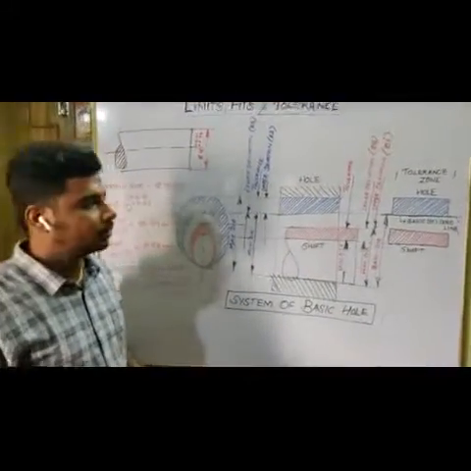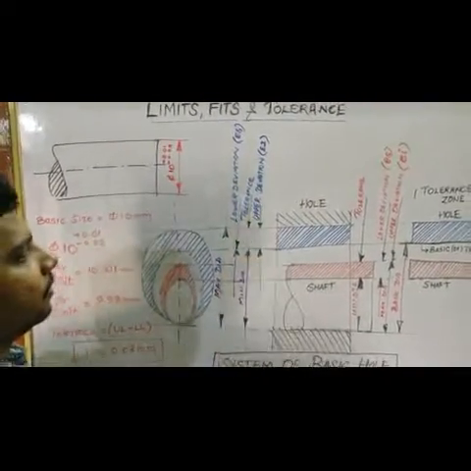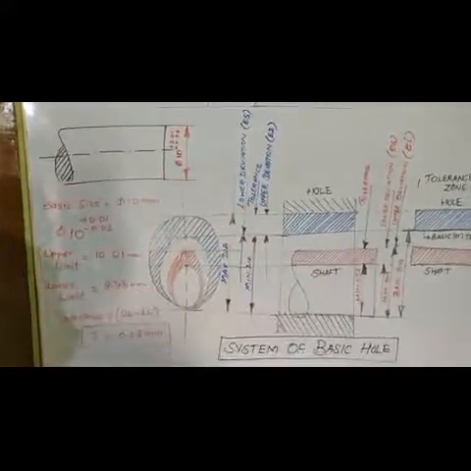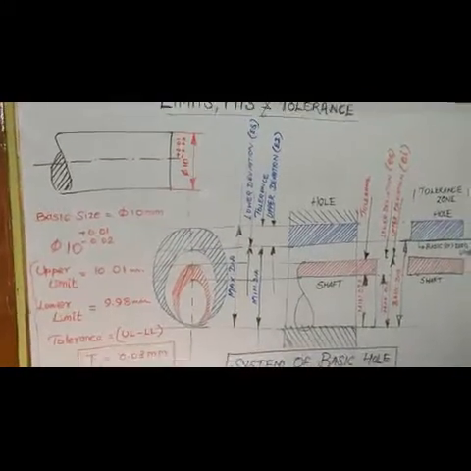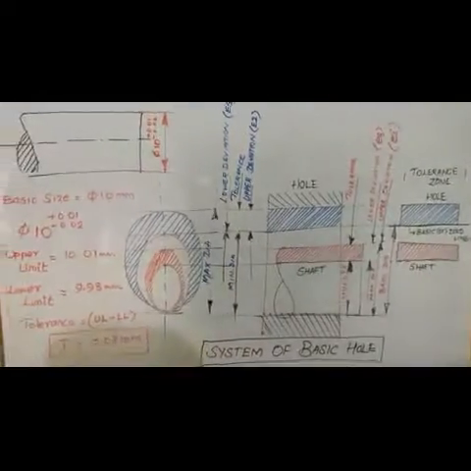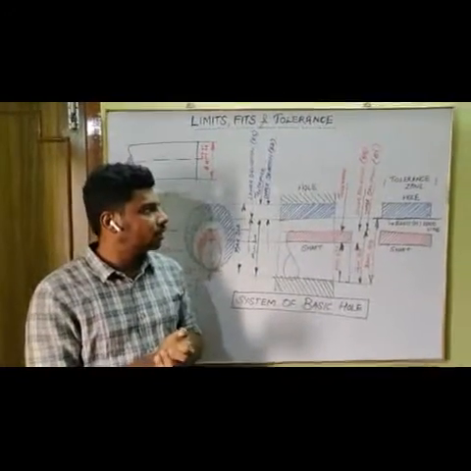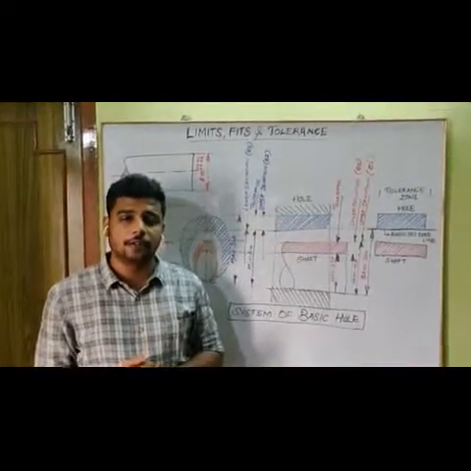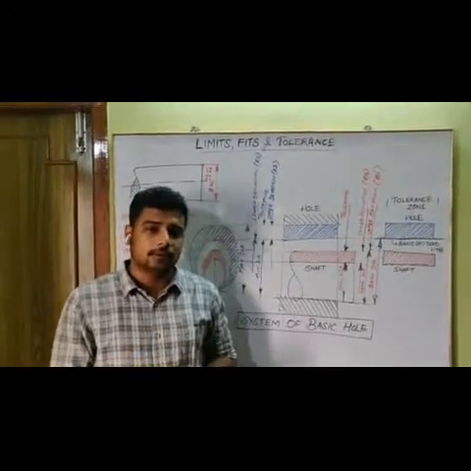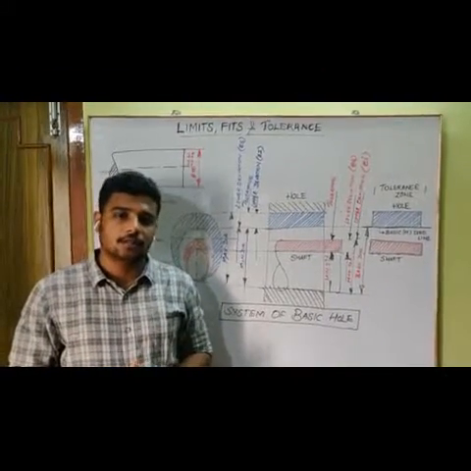So these are some basic terminologies available for hole and shaft. Please come closer and note down what lower deviation, tolerance and upper deviation are for both hole and shaft. Pause the video there, draw this drawing and note down all the terminologies available for the basic shaft and hole. By knowing this, we can learn further about limit, fit and tolerance. Thank you.